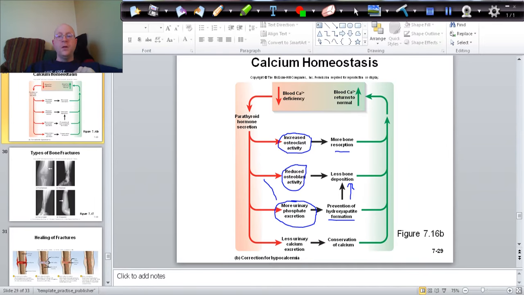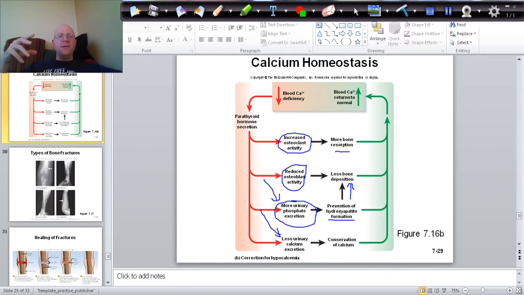parathyroid hormone does cause the kidneys to release more phosphates. And now, this is also a mirror of what vitamin D did, parathyroid hormone will cause less urinary calcium excretion. So it creates those uniports to grab hold of calcium, bring it back into the bloodstream, keep your blood calcium nice and high. Okay.